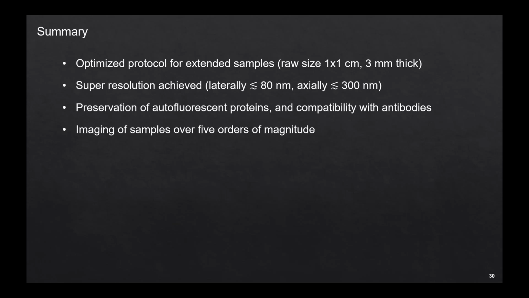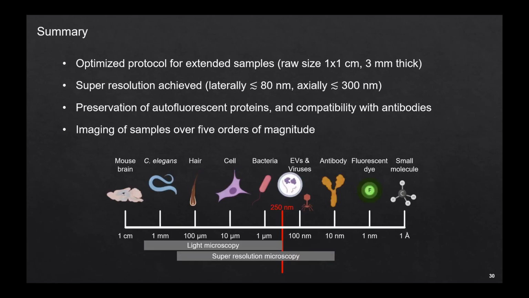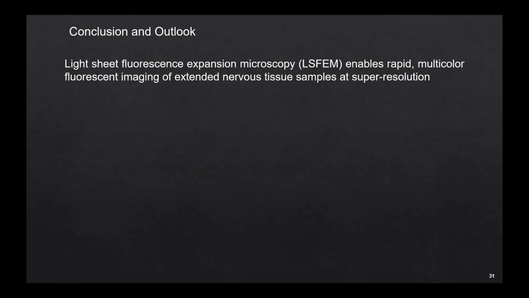And as I mentioned in the beginning, when you combine expansion and light sheet, basically you have a method that allows you to image your sample over 5 orders of magnitude. Of course, we are not going to the range of 10 nanometers, right? It's not our aim. But it's a really powerful method or pipeline to be used.